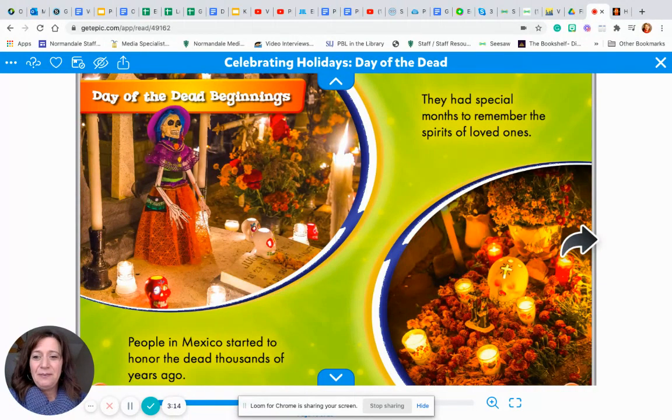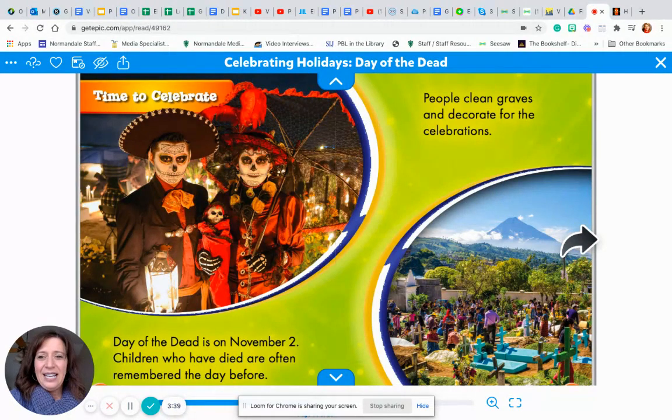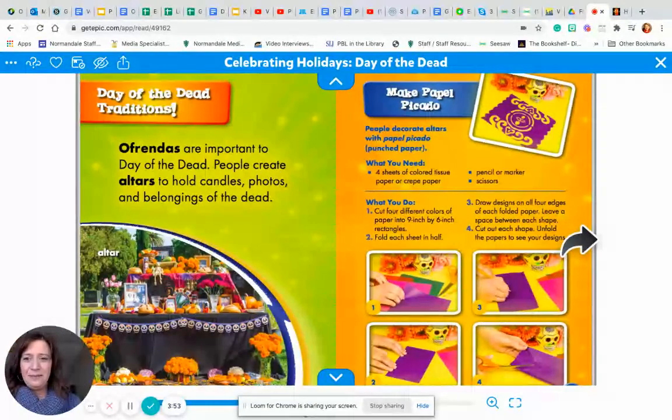Day of the Dead beginnings. People in Mexico started to honor the dead thousands of years ago. They had special months to remember the spirits of loved ones. Today, the holiday combines old traditions with other traditions called All Saints' Day and All Souls' Day. These are Christian holidays that also honor the dead. It's time to celebrate. Day of the Dead is on November 2nd. Children who have died are often remembered the day before. People clean graves and decorate for the celebrations.